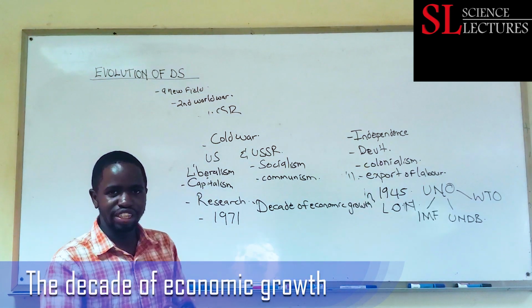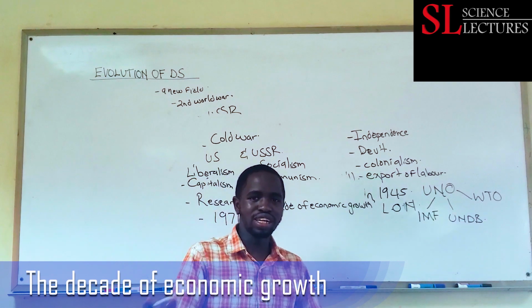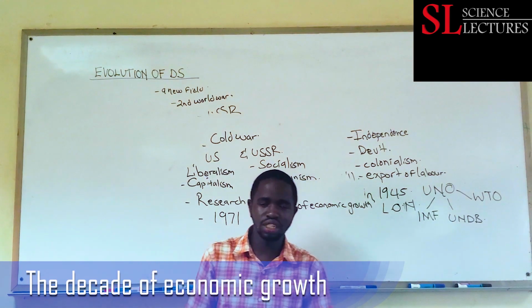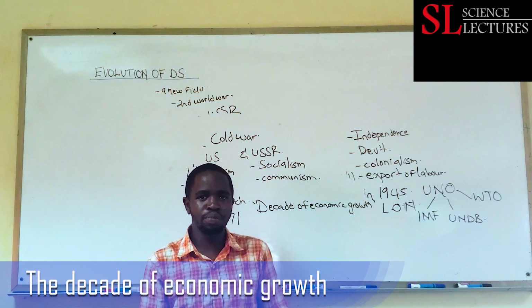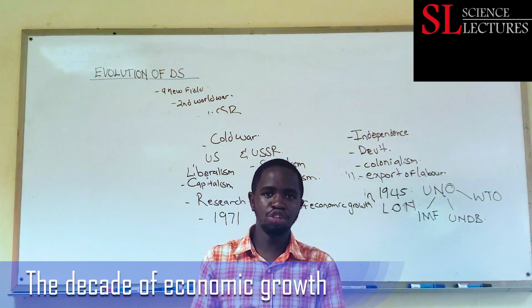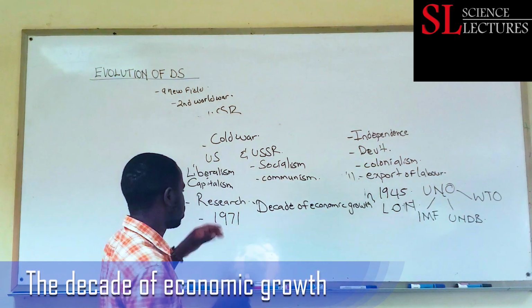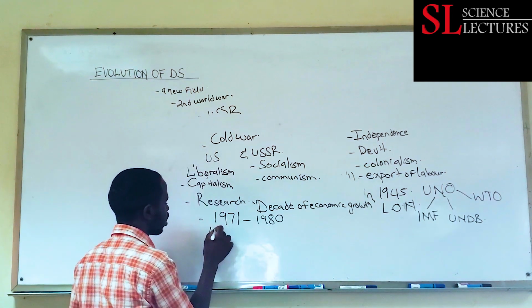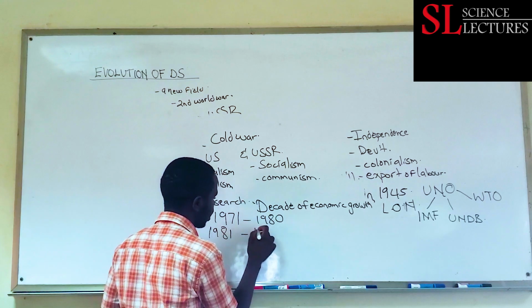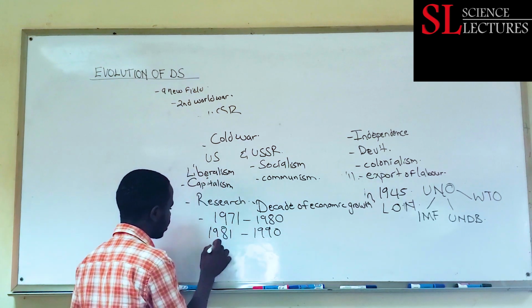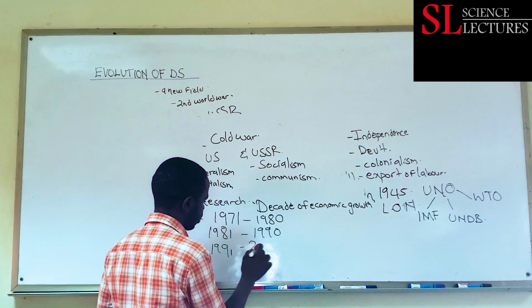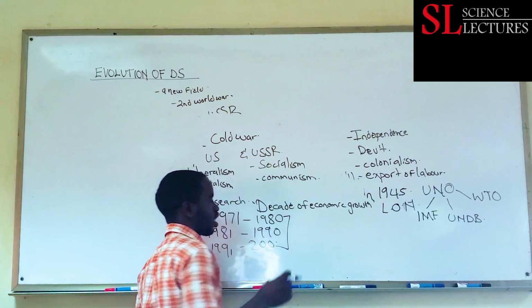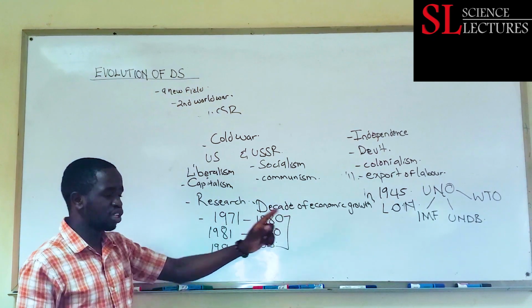It was a stipulated time of 10 years, and within those 10 years there were specified objectives that every country under the umbrella of the United Nations had to achieve. So it started from 1971 to 1980, then you had another from 1981 to 1990, another from 1991 to 2000. So these were all periods of decades of economic growth.